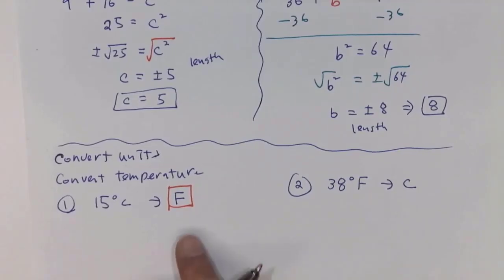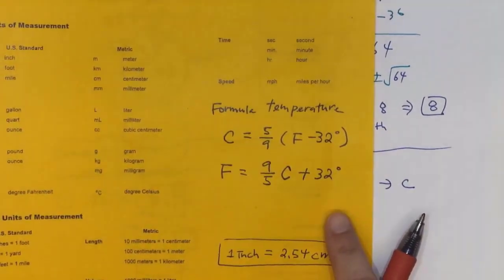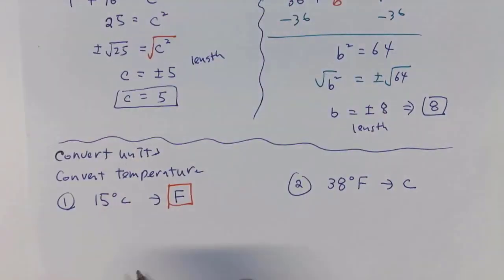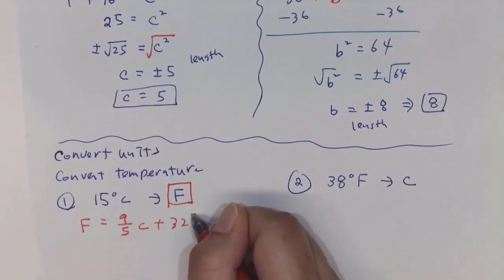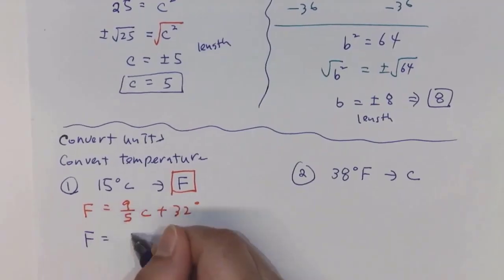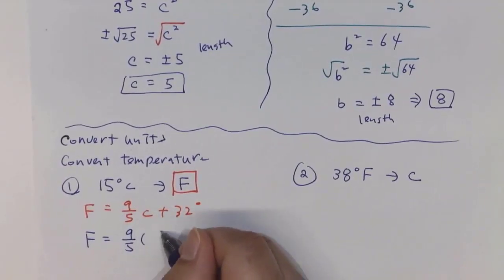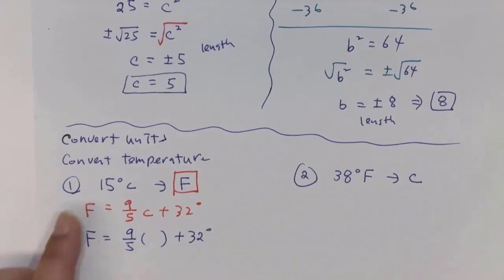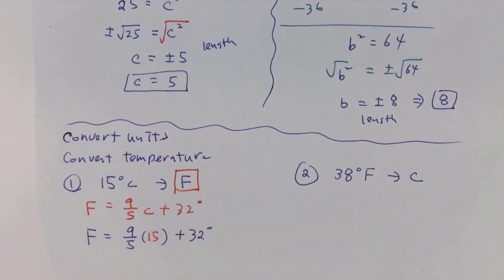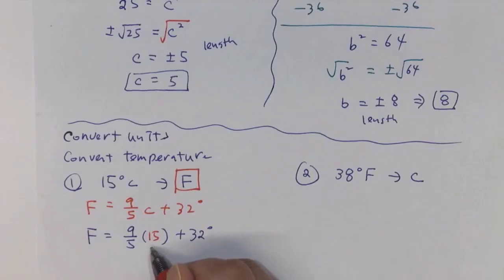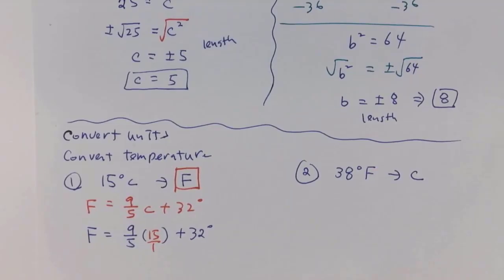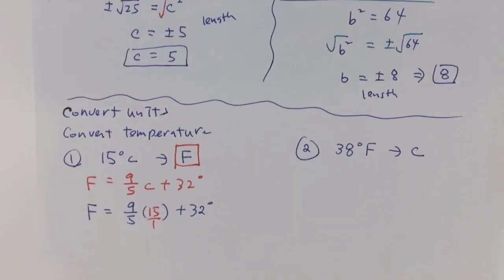Which formula should I use if my answer needs to be Fahrenheit? The one that starts with C or F? F equal to something, right? So F equal to 9/5 C plus 32 degrees. So F equal to 9/5 times what? The given 15 degrees here. Okay, how do I multiply fractions? This is similar to 15/1. Top multiplied by top, bottom multiplied by bottom, or you can cancel, right? Top with bottom. So anything I can reduce?